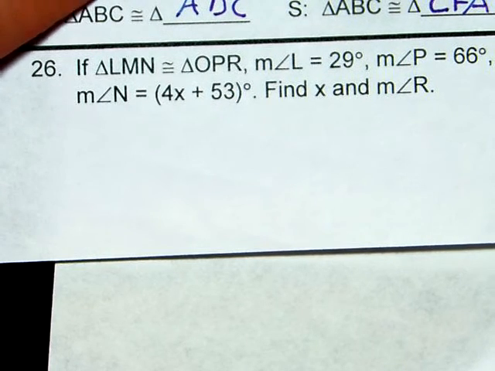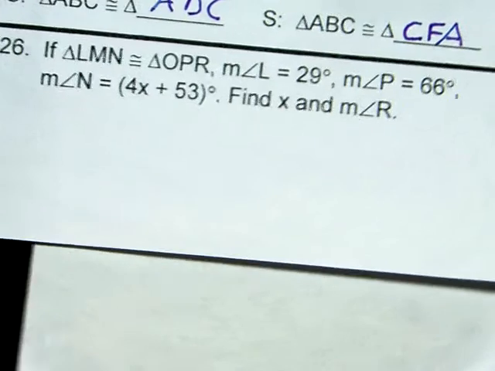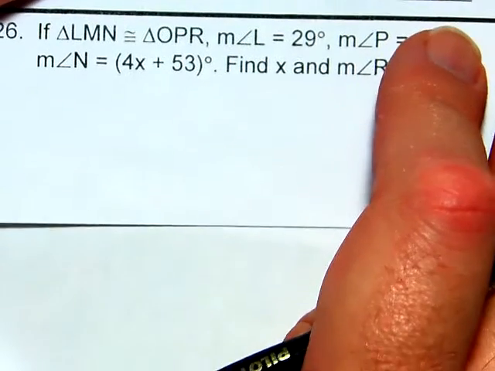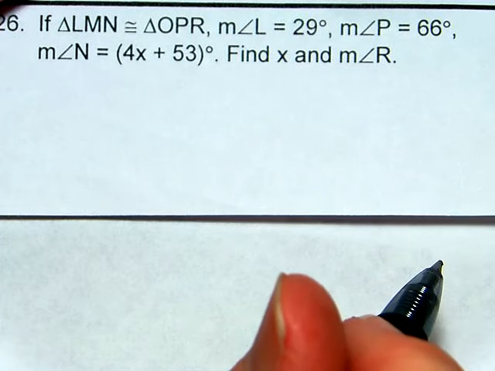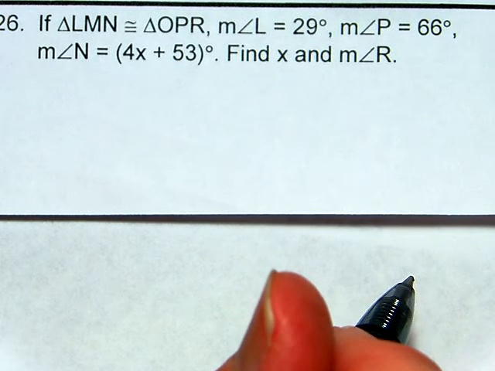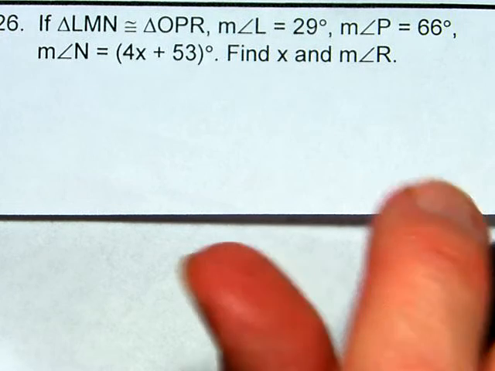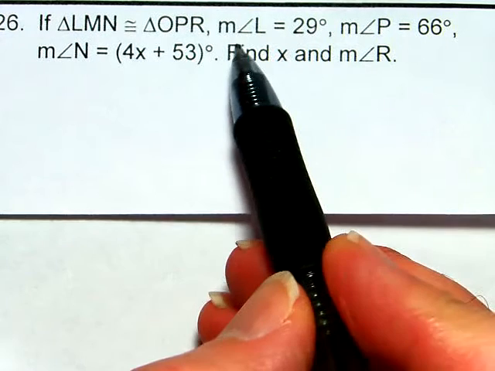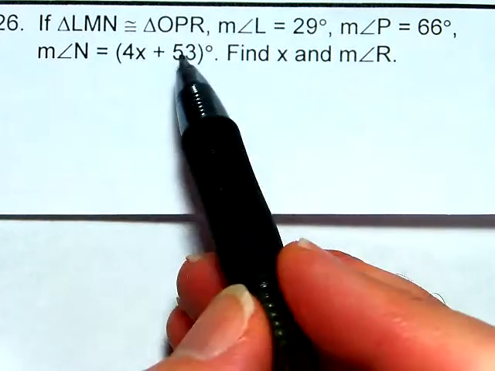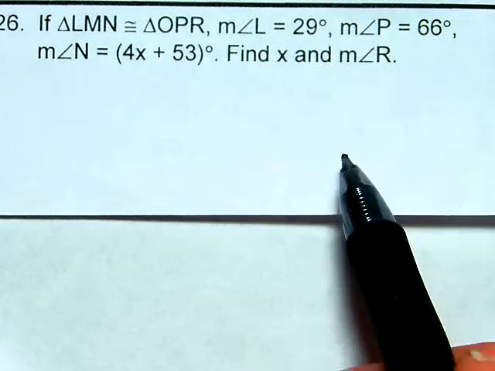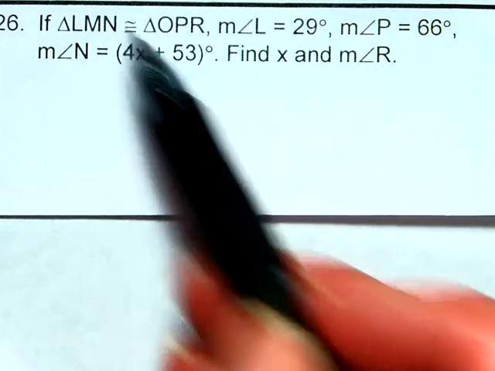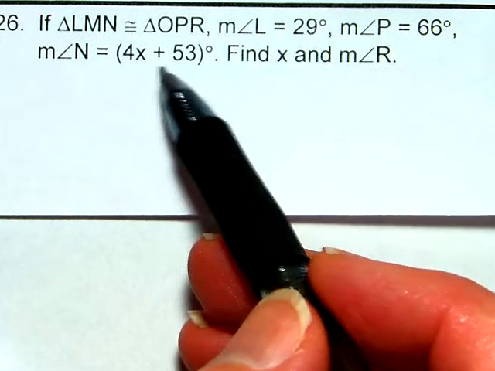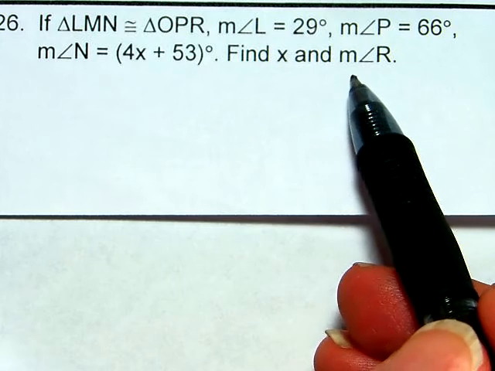Well, we've learned a lot in this lesson, and now we're finally up to our last question, which is a word problem. So we're going to have to draw this one out. We are told that triangle LMN is congruent to triangle OPR. We're also given the measurements of angle L, which is in the first triangle, and angle P, which is in the second triangle, and angle N, which is in the first triangle, and then we're asked to find X in this value for angle N and find angle R.